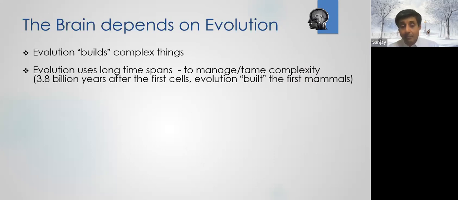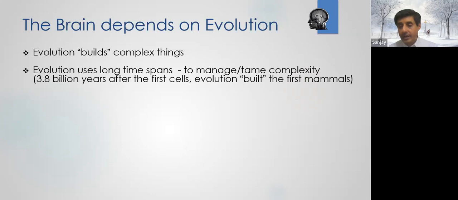Those unicellular lifeforms were basically bacteria, protozoa, and different very, very simple organisms. From that time period to the point at which we started to get the earliest mammals took an additional 3.8 billion years. That's a huge amount of time. So to get from a single cell to a mammal, which has billions of cells, took evolution 3.8 billion years. So it used time.